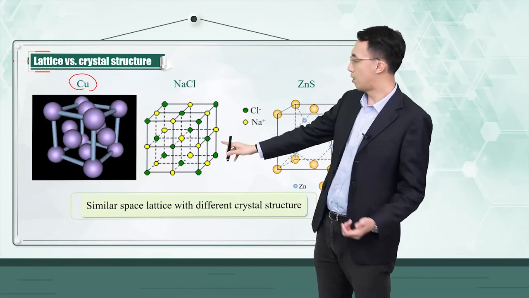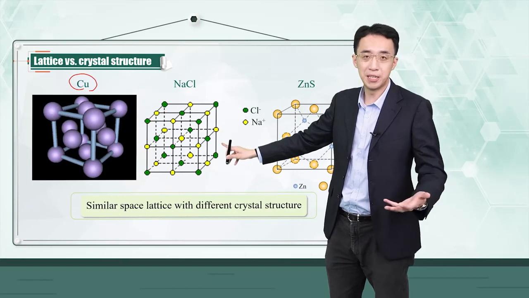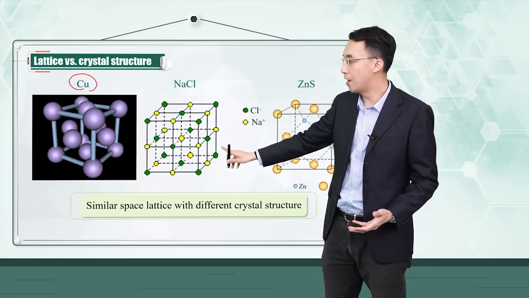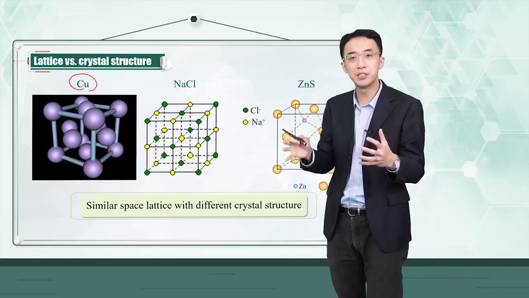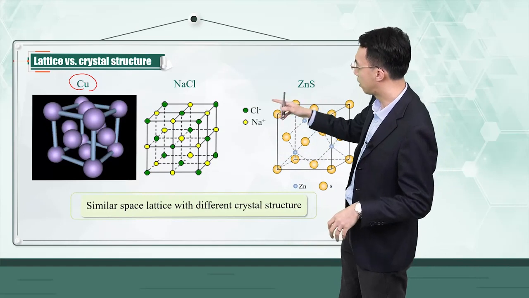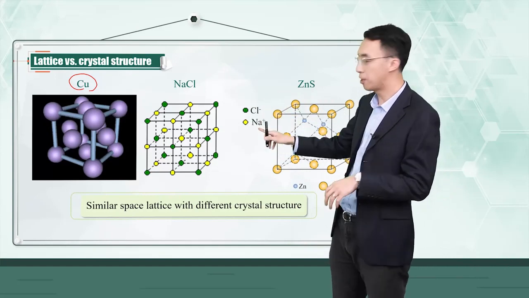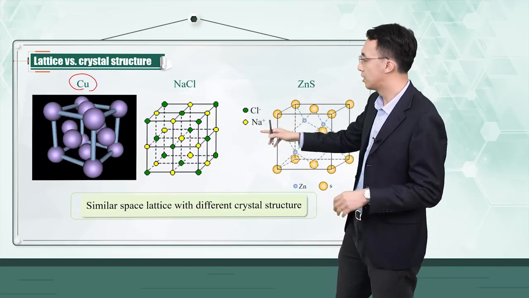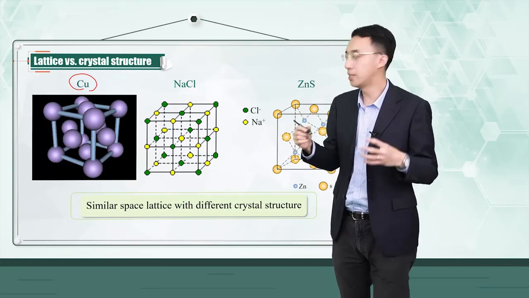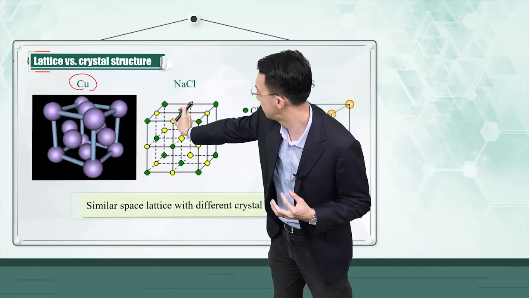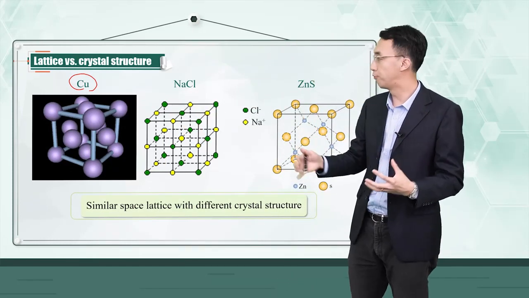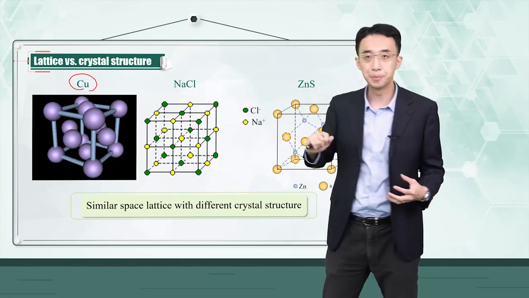And for sodium chloride structure, the unit cell is still a face-centered cubic lattice. However, you have 2 FCC lattices interpenetrating together, a chloride FCC structure and a sodium FCC structure, and the 2 structures have a relative displacement of this amount, so that you have a combination of 2 FCC structures forming this sodium chloride structure.